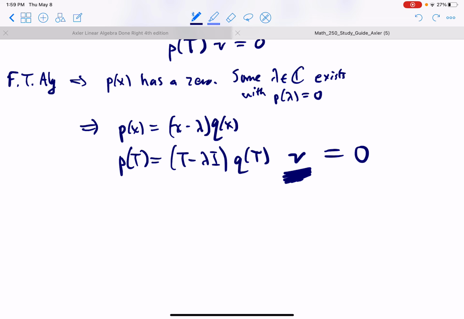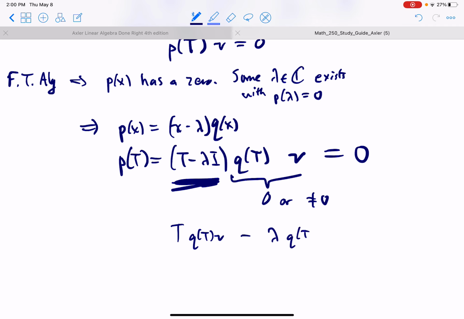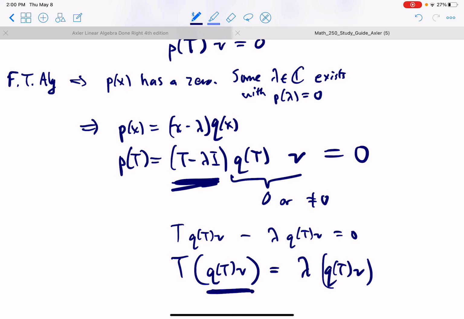So either q of T v is 0, or it's not 0 as a vector. If q of T v is not the 0 vector, then q of T v is an eigenvector with eigenvalue lambda, because T minus lambda times q of T v is 0, but that means T of q of T v equals lambda times q of T v. And that just says that q of T v is an eigenvector provided it's not 0.